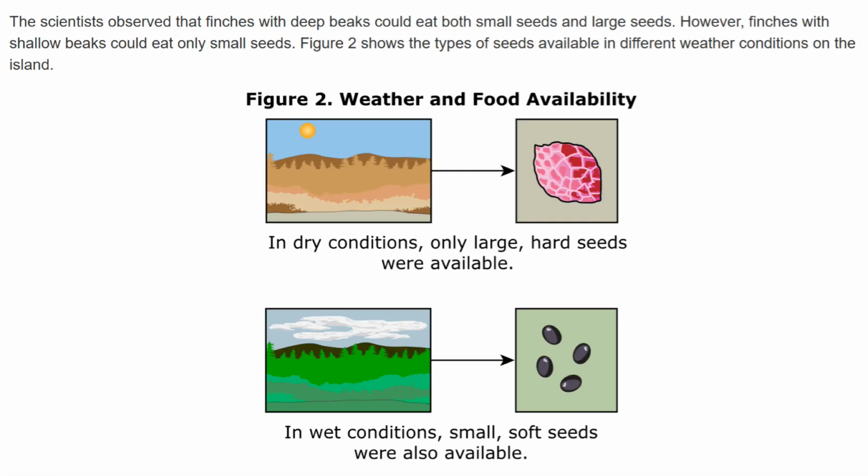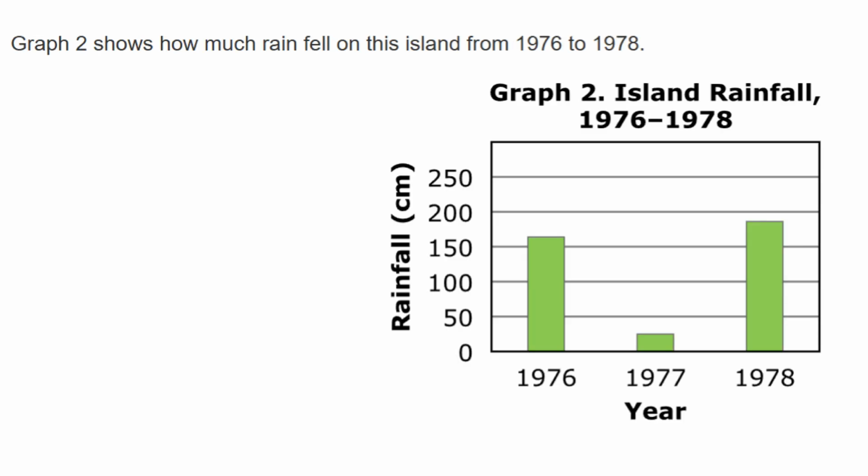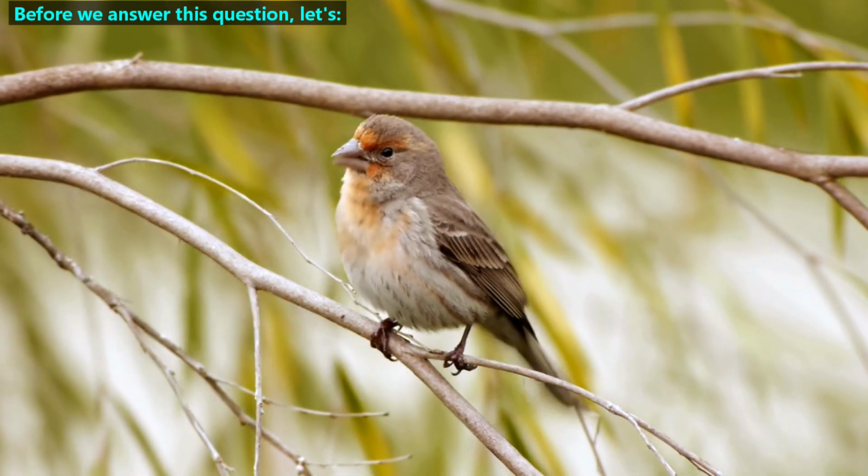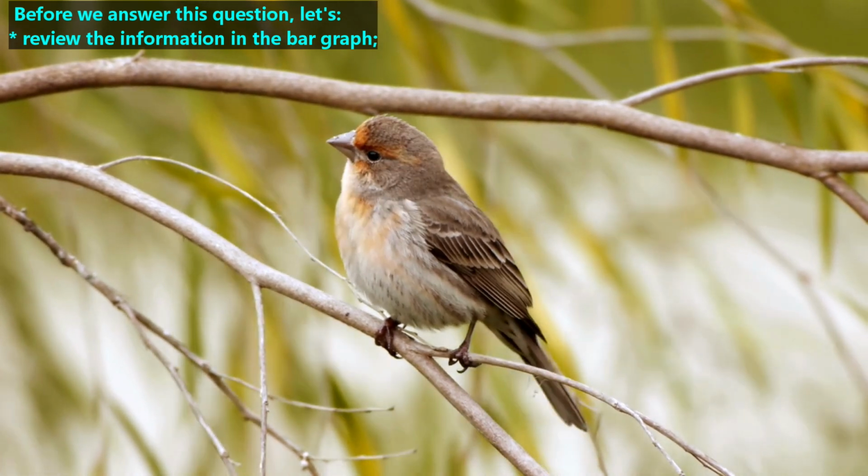The scientists observed that finches with deep beaks could eat both small seeds and large seeds. However, finches with shallow beaks could eat only small seeds. Figure 2 shows the types of seeds available in different weather conditions on the island. Graph 2 shows how much rain fell on this island from 1976 to 1978. Based on the information in Graph 1 and Figure 2, which beak depth would most likely provide an advantage during dry years? Before we answer this question, let's review the information in the bar graph.